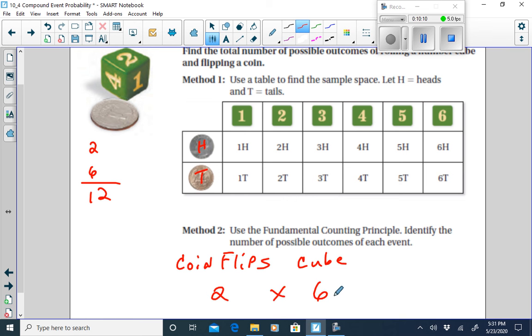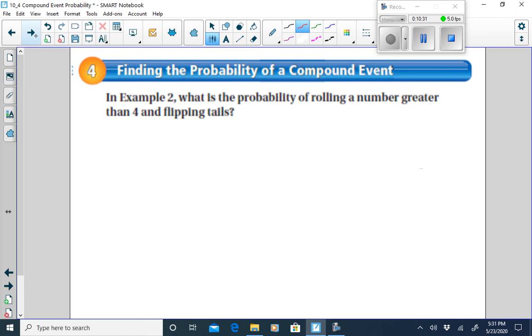So when we multiply using the counting principle, 2 times 6, we would have our 12 possible outcomes. You can make a table to show the sample space, and that's what we see here in that top part. We see the sample space, but we could also use the counting principle if we're just being asked how many possible outcomes there are.